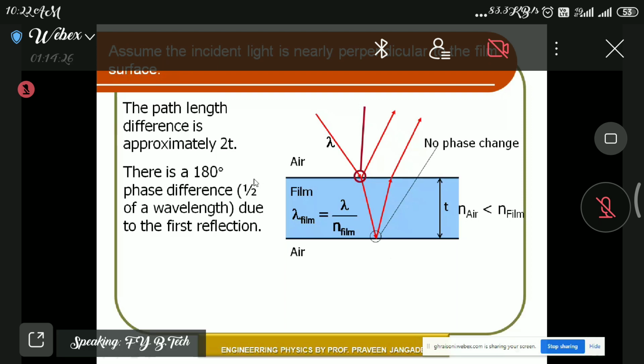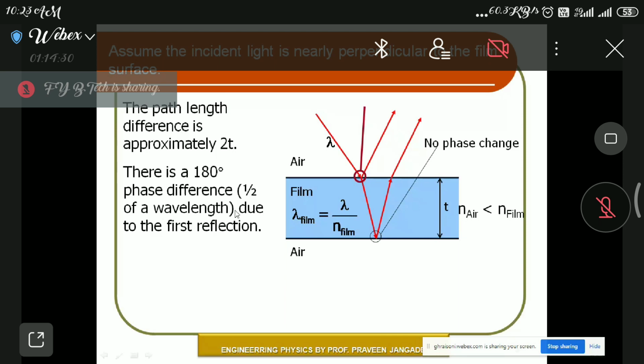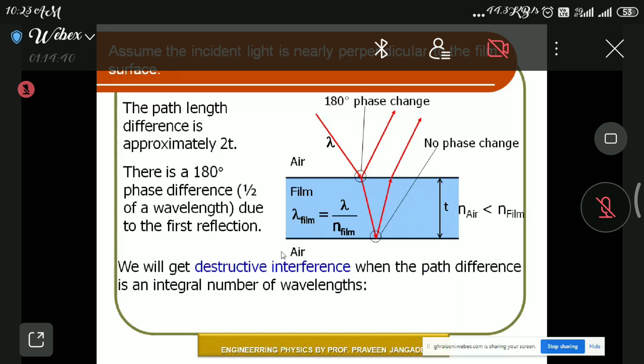So if you make all the calculation, please try to understand what values you will get here. There is a phase difference of 180 degrees and a half wave, because once this wave is incident on this, half part of the wave gets absorbed. Okay, we'll just move ahead so that you can understand.